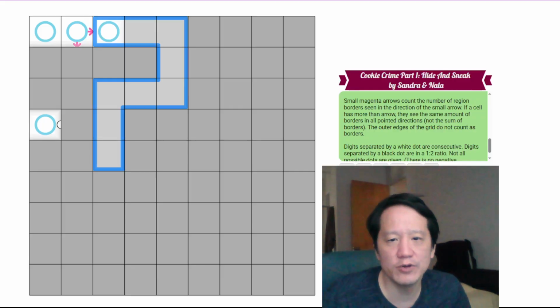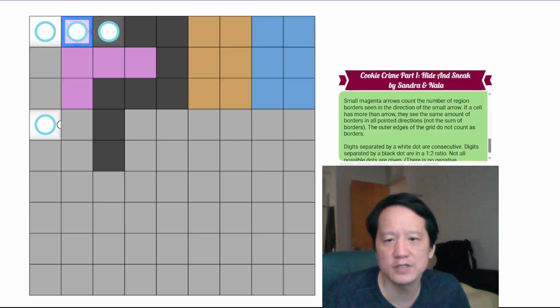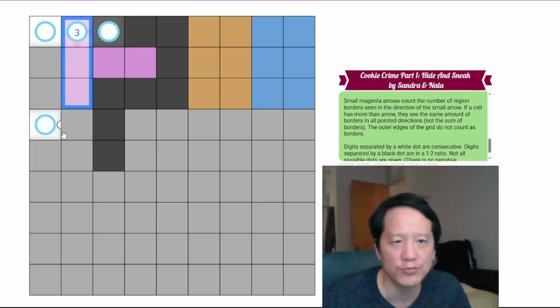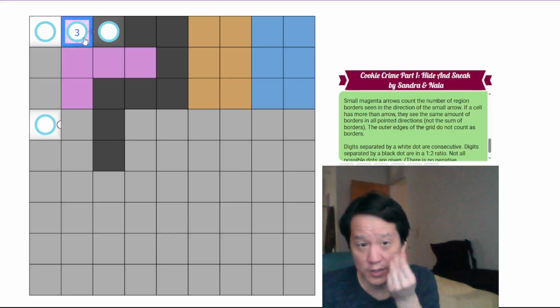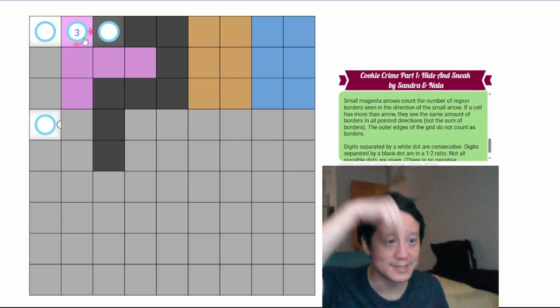So, say we had a region here, and then a region here, and then a region here. This was a different region. So this would count border 1 here, border 2, so this was like, say, pink. This would count 1 border here, 2, 3 borders here. So in this case, this would have to be 3, and it would have to count 3 borders in this direction also, because there are multiple arrows, one pointing to the right and one pointing down.